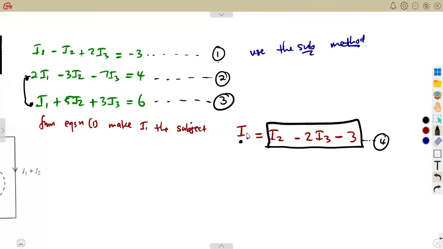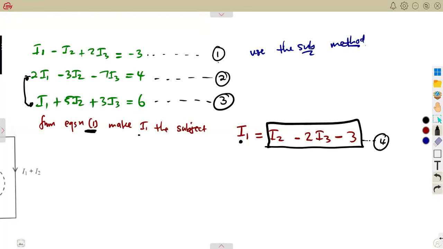Remember, we made I1 the subject from equation 1. So you substitute in the 2 remaining equations. You do not substitute where you made the subject. Just like normal, when you're given 2 equations, you substitute in the second equation. But this time, since there are 3 equations, you must substitute the I1 that you made the subject into those 2 equations that are remaining.